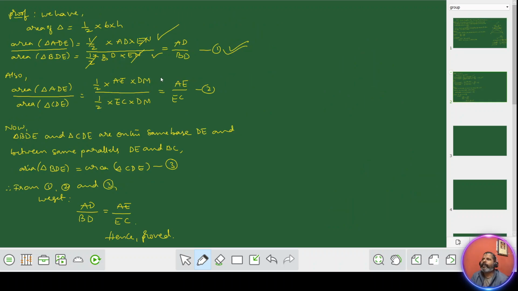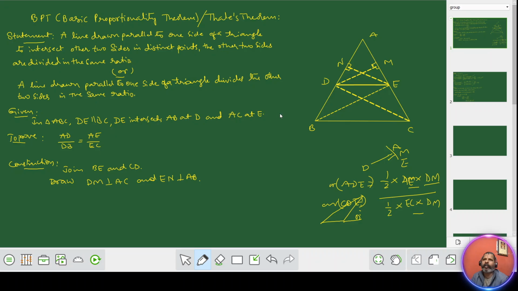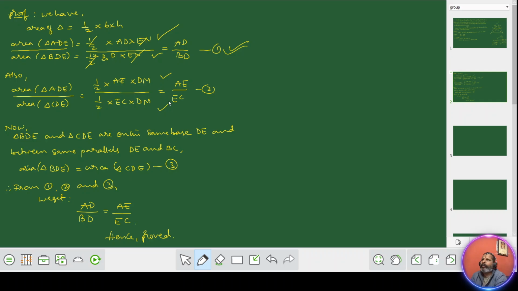Area of triangle ADE is half into AE into DM. Area of triangle CDE is half into EC into DM. Extended EC will have the DM joined. If you check out, extended EC will have the height DM. So with this one, again the common things will go out. Usually we should not cancel in algebra this way in geometry. I'm just showing you how I got AE by EC. DM cancels. We should not cancel it, remember.